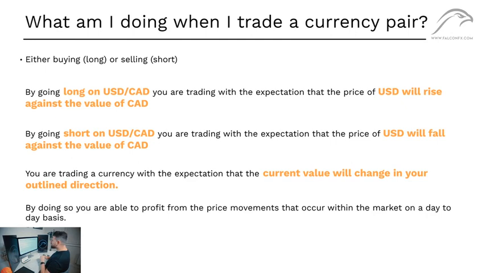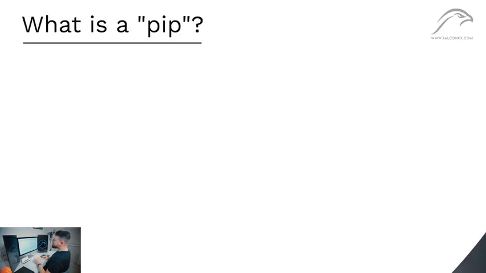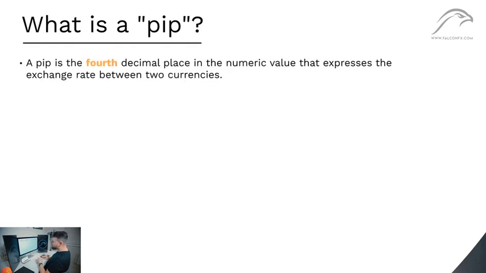So you are trading with the expectation that the current value will change in your outlined direction. By doing so, you're able to profit from these price movements that occur within the market on a day-to-day basis. But what is a pip? If you're completely new to Forex, you may have not heard of this before. If you've been trading for a while, you'll know what we're talking about. But what is a pip?